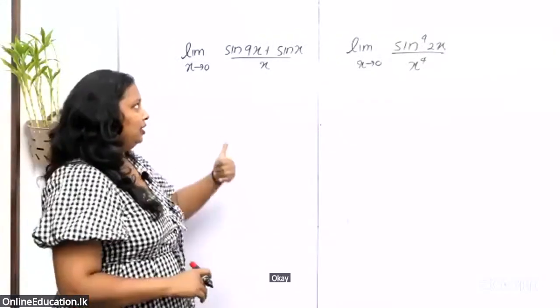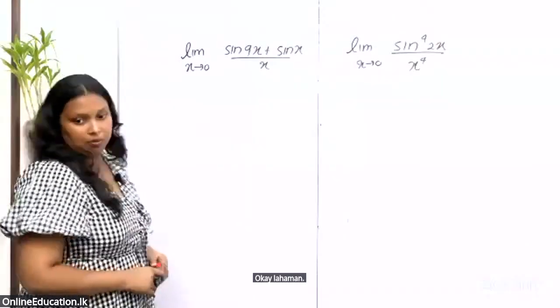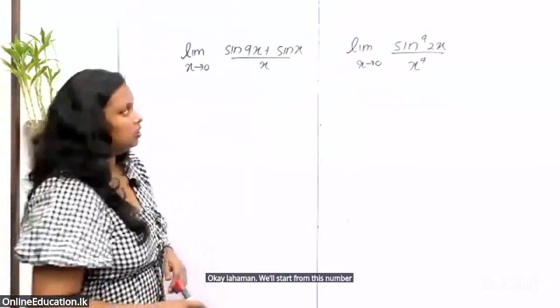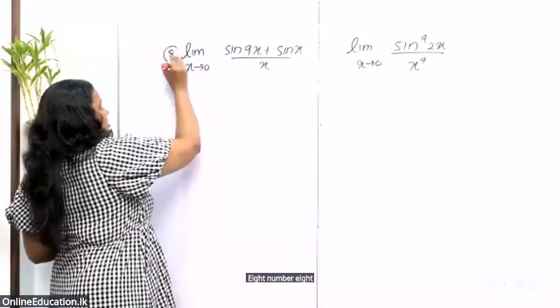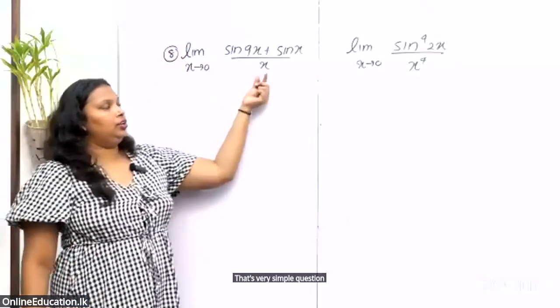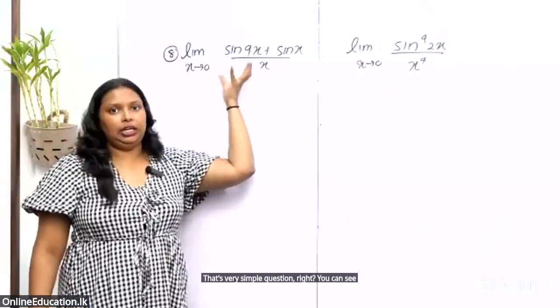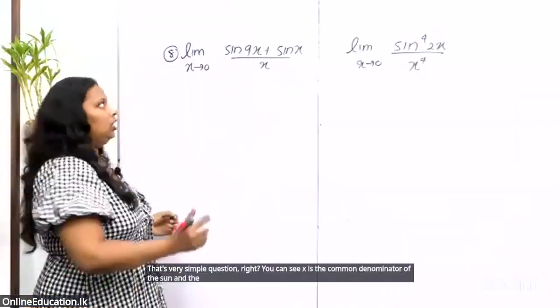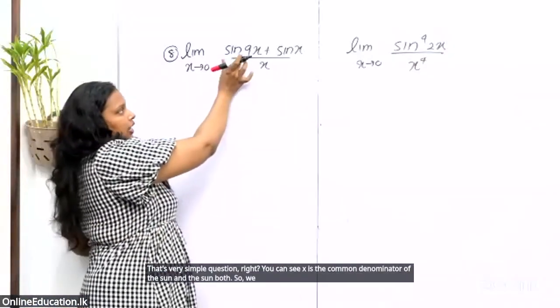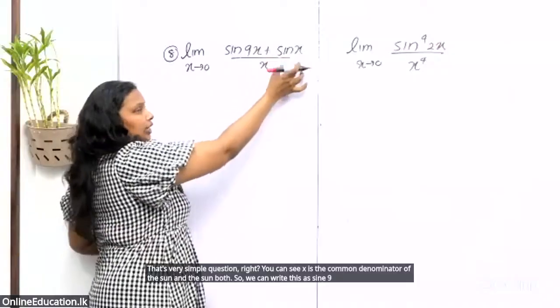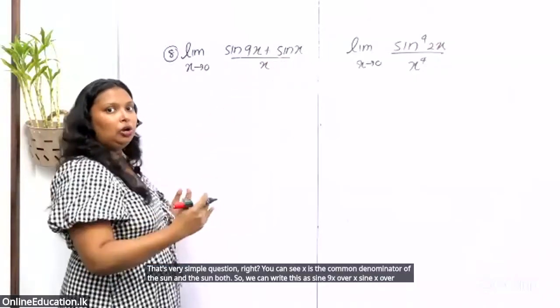Okay, we'll start from this number 8. Number 8, right? It's a very simple question. You can see x is the common denominator of this one and this one both. So we can write this as sine 9x over x plus sine x over x. x is the common denominator.